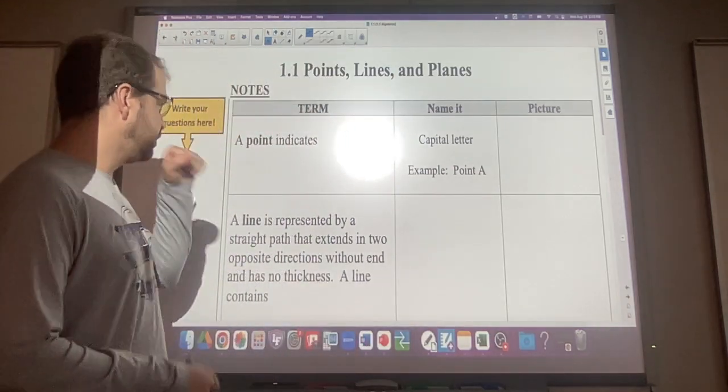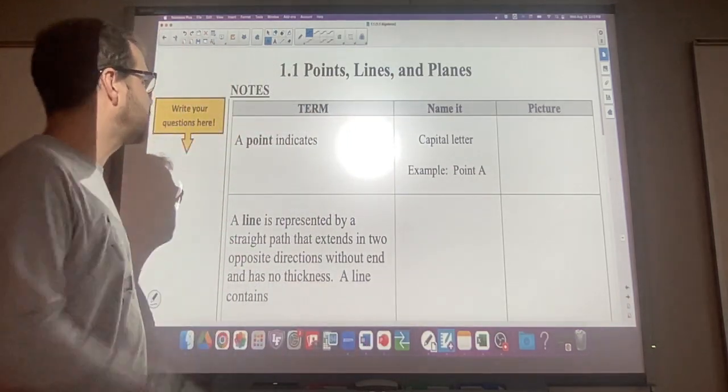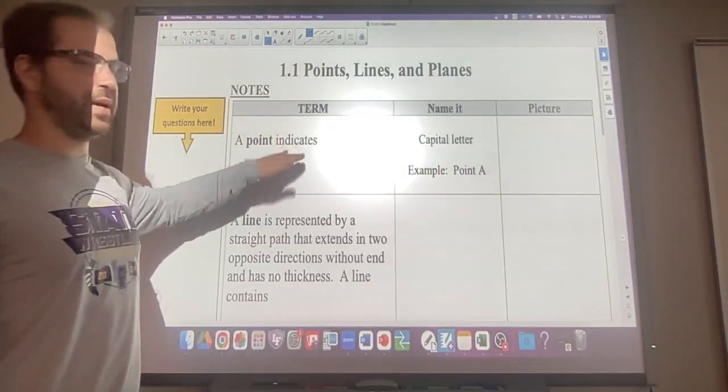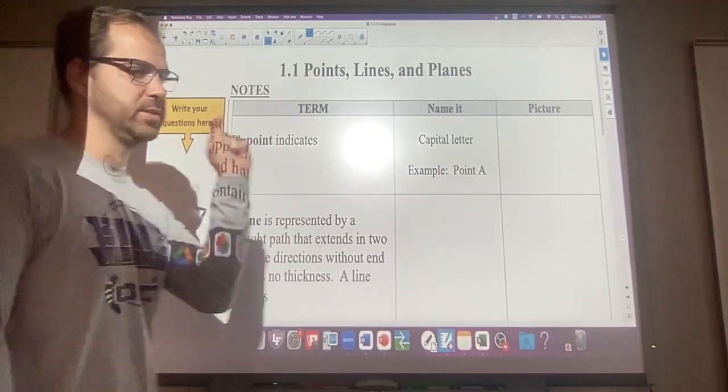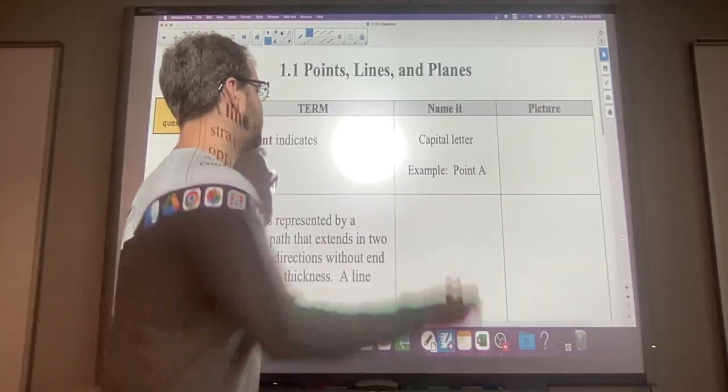All right, so where do we start? We got to start at a point. The most basic thing, a point indicates a single location.